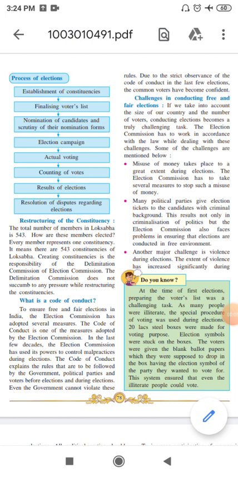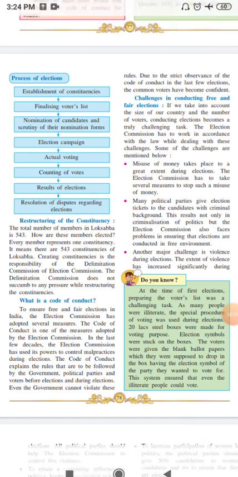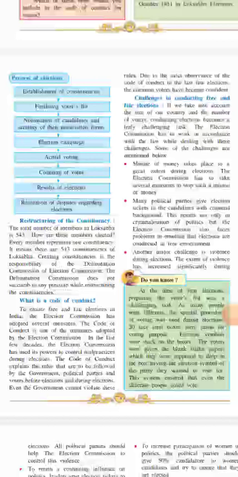So yesterday I told you about the process of election. Now today we'll see the flow chart, which is very important, and this flow chart is compulsory to learn for your board examination. Process of election, establishment of constituency. See this flow chart, it is the process of election, how elections take place during various stages. So first we'll see establishment of constituencies, followed by finalizing voter list.